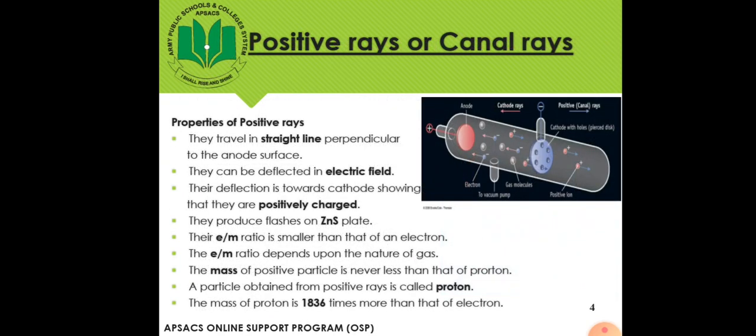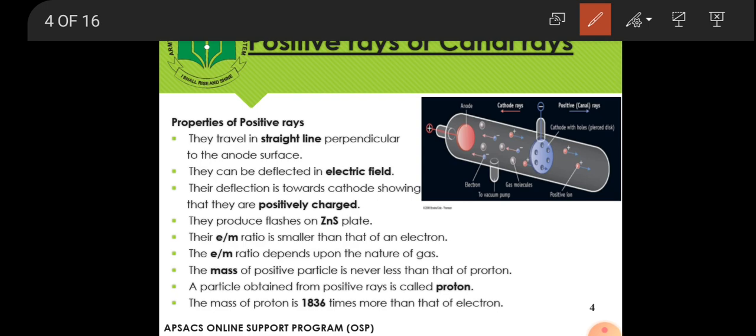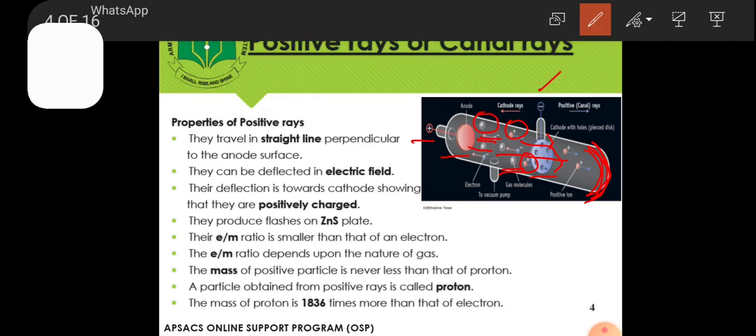Students, let's discuss the properties of positive rays. It's very clear in this diagram. This is the anode. It is connected to the positive terminal of the battery. This is the perforated cathode. It is connected to the negative terminal of the battery. Some rays are produced from the cathode. These are cathode rays that travel away from the cathode. These cathode rays can ionize the gas molecules present in the discharge tube, and these gas molecules are converted into positively charged ions. These positive rays then pass through the holes present in the cathode, and they produce a red glow on the walls of the discharge tube.